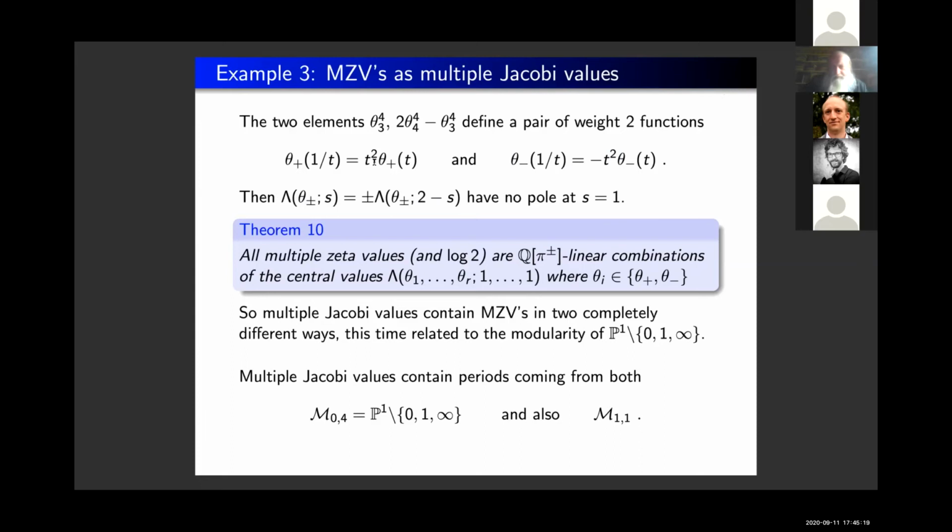So you have a very natural pair of theta functions, plus and minus. And if you consider the multiple, the mixed L functions associated to them, they have a unique central point, 1, 1, 1, 1, 1, which is completely symmetric with respect to the functional equation. And if you evaluate these numbers at that point, you find, miraculously, that you get exactly multiple zeta values and log of 2.